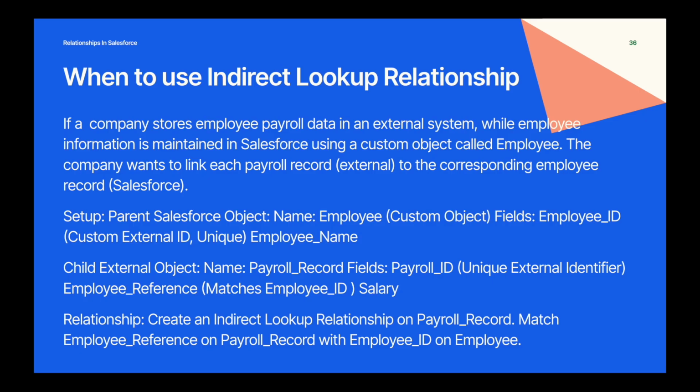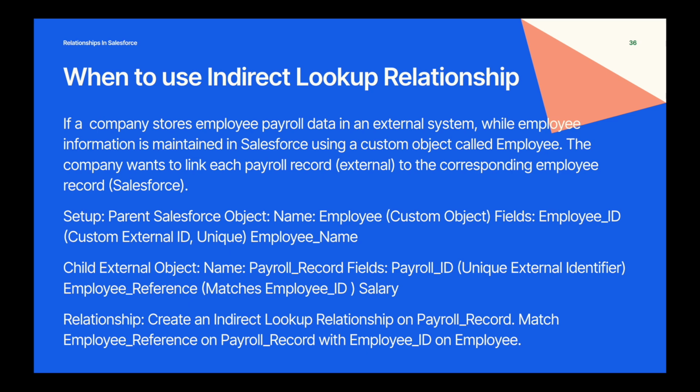Now, in which scenarios should we use the indirect lookup relationship? Suppose we have a company which stores employee payroll data in an external system, while employee information is maintained in Salesforce using a custom object called Employee, and the company wants to link each payroll record to the corresponding employee record. So how will we set it up? We will consider the parent Salesforce object as Employee, which is a custom object, and its field Employee ID would be our unique external ID field, and we would have one field as Employee Name as well.